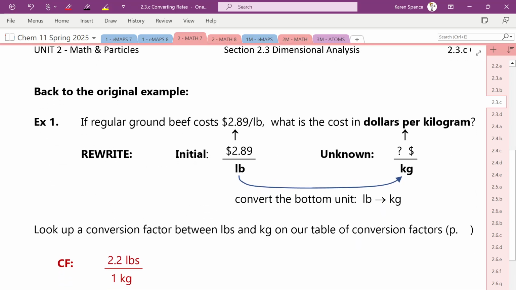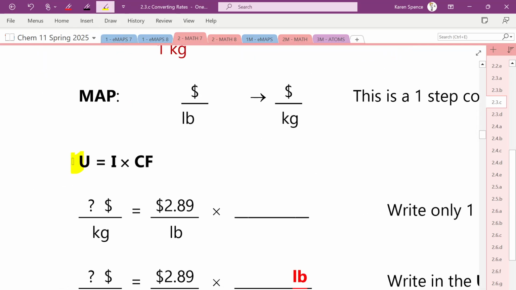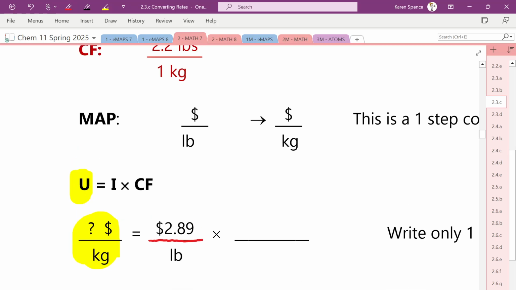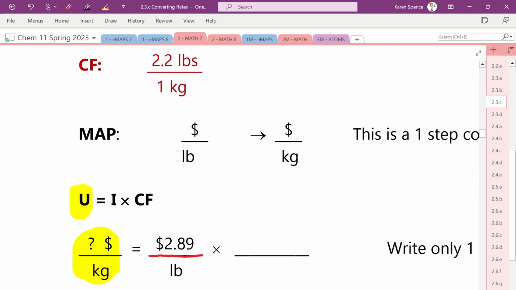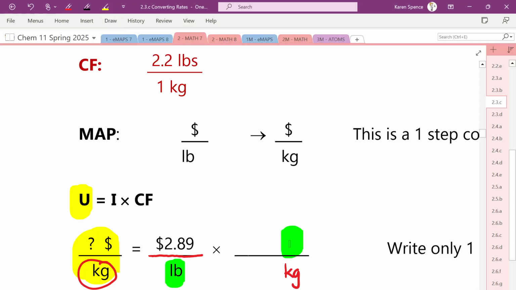So, how would we do it properly? We would say, okay, I have my unknown, which is, I don't know how many dollars per kilogram. My initial quantity, which I have written as $2.89 over top of pounds. And I want to find kilograms. I want kilograms on the bottom. Do you see how it's on the bottom? So I want it on the bottom. I want to cancel pounds. So I need to put pounds on the top.